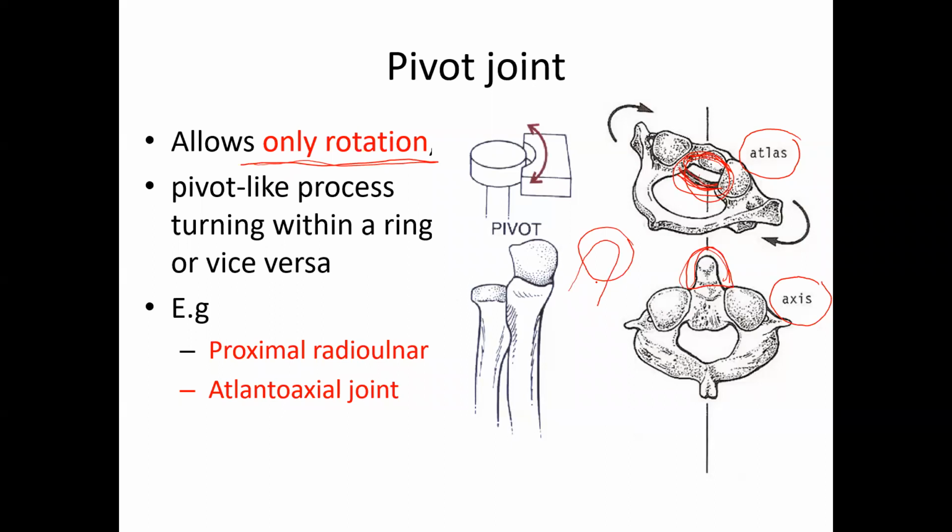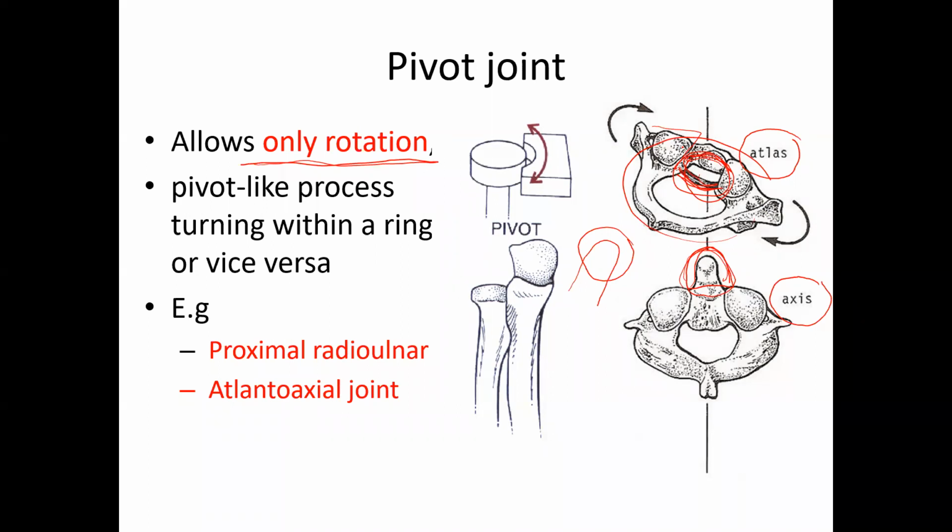So it rotates. In the atlantoaxial joint, it is the axis that moves. Around this odontoid peg, the axis will move in a circular motion, so that your head will move. That is the process of saying no, moving your head from side to side. And also you can get a ring forming where the ring is there and the peg is moving.